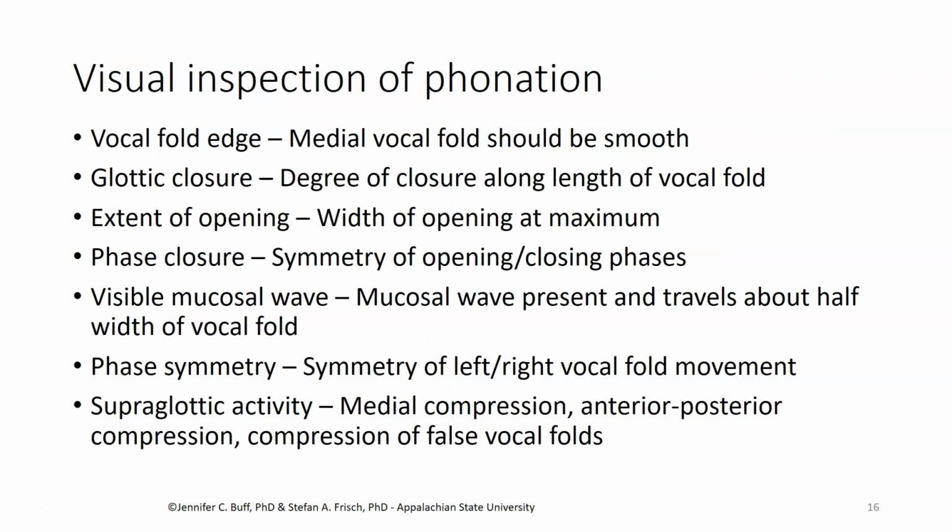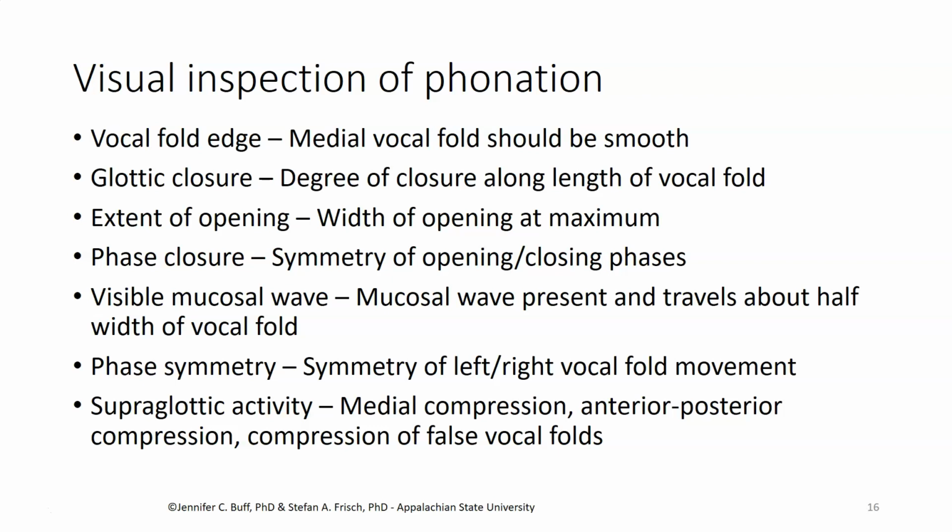When we look at phonation in stroboscopy or high-speed video, there are a variety of parts of the larynx that we take a look at. The edge of the vocal fold in the middle should be relatively smooth and straight. There should be complete closure of the glottis along the length of the vocal fold during the closed part of the cycle. We can look at how much the vocal folds open during a phonation in their opening phase. If that opening is either unusually tiny or unusually large, that may indicate at least a deviation from modal phonation, if not some other phonation problem.